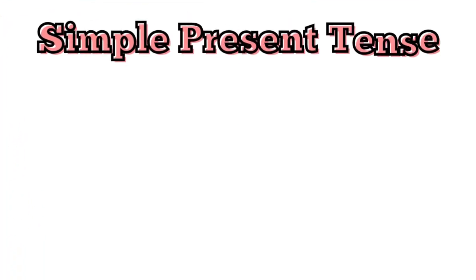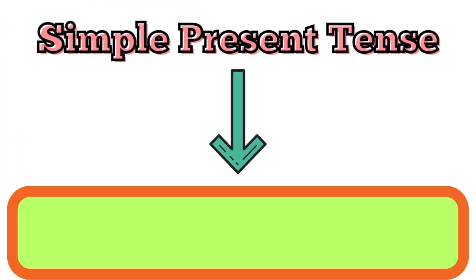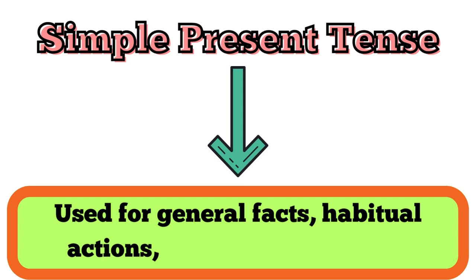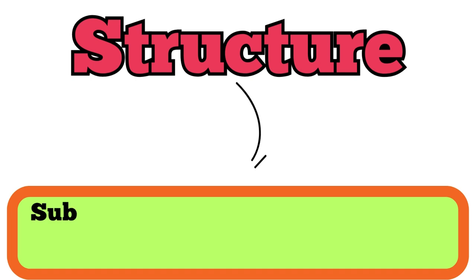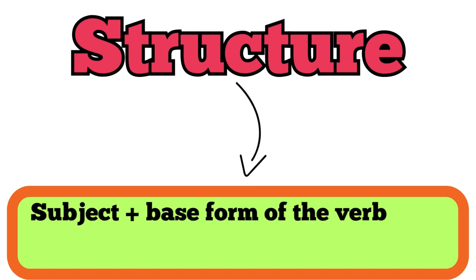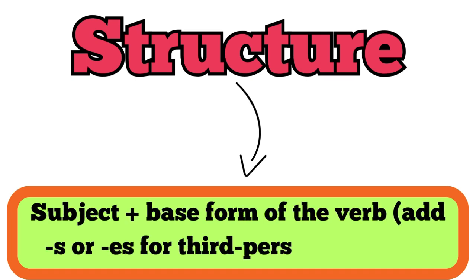Simple present tense, used for general facts, habitual actions, and universal truths. Structure: subject plus base form of the verb, add s or es for third person singular.